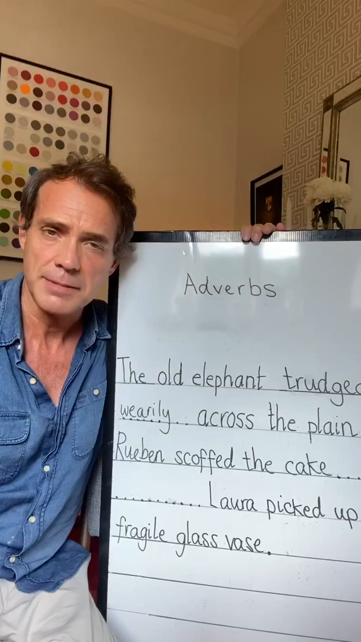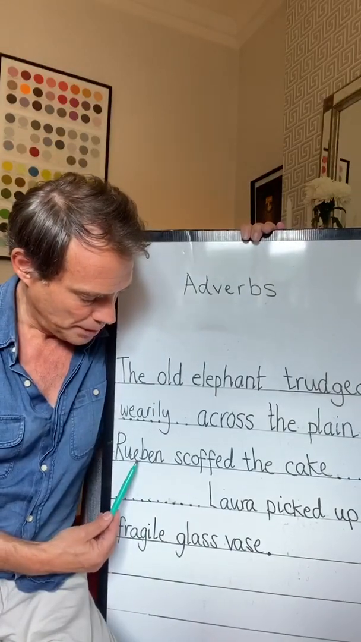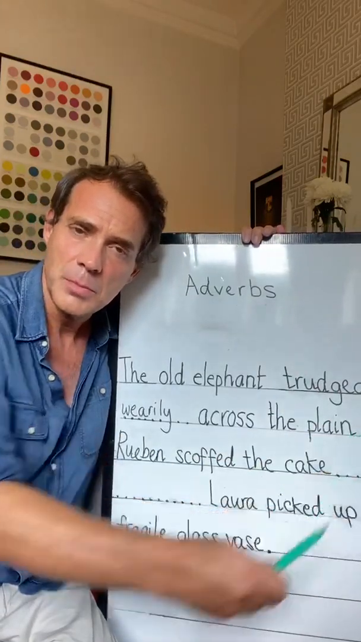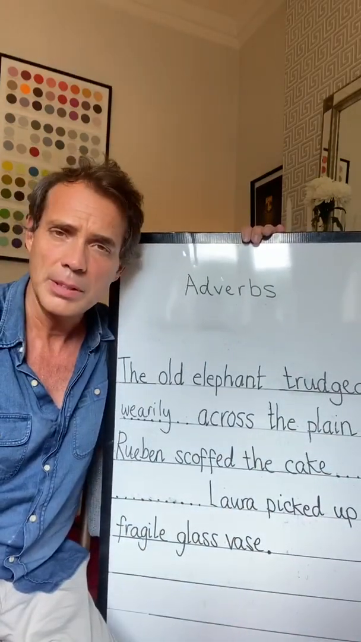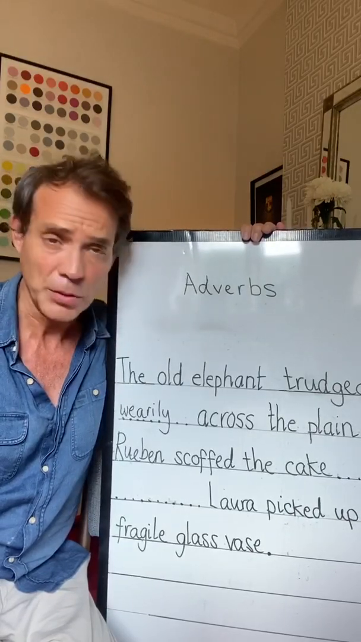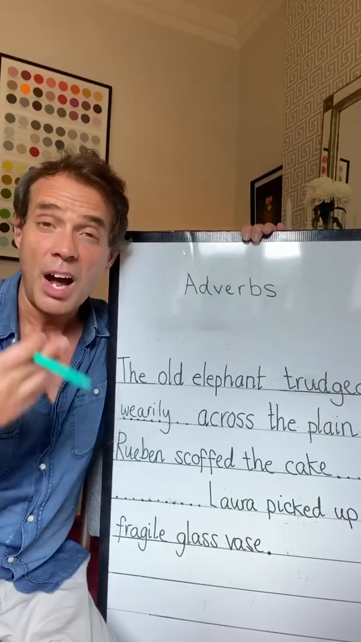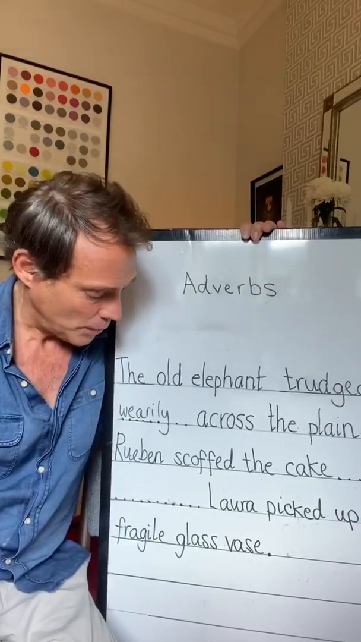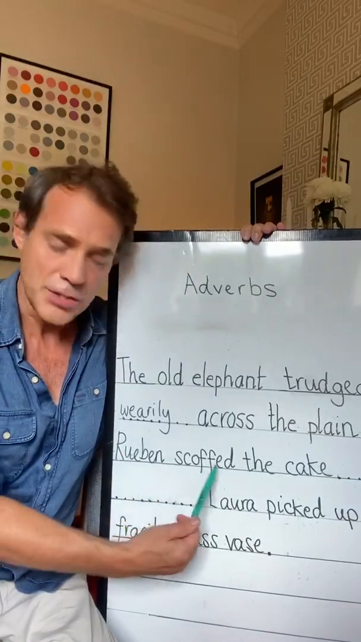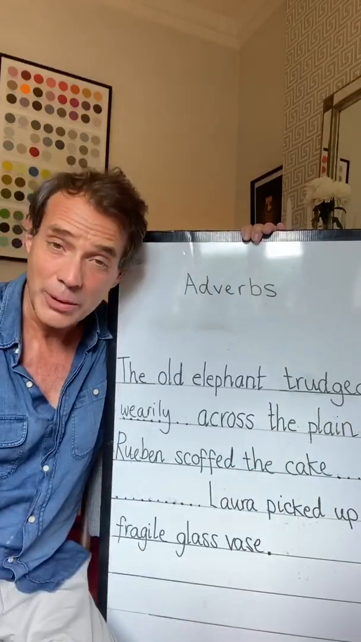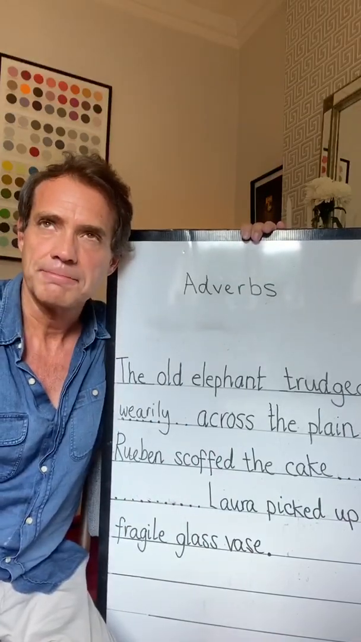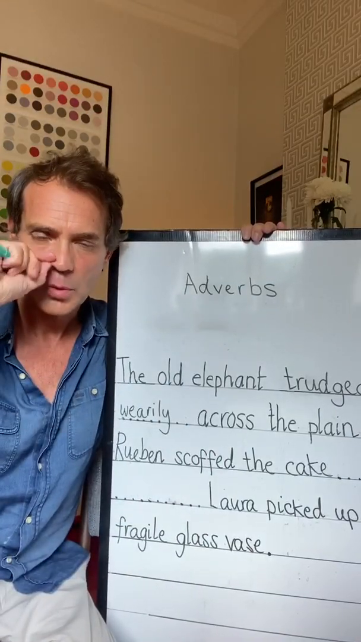Let's look at this next sentence. Reuben scoffed the cake. We're missing an adverb at the end. How did Reuben scoff the cake? He could have scoffed it quickly. I mean, the word scoff means you're eating something hungrily, quickly. Reuben is a proper noun. Scoffed is the verb. Cake is the noun. The adverb is describing how Reuben scoffed it. What do you reckon? What word would you put in there?